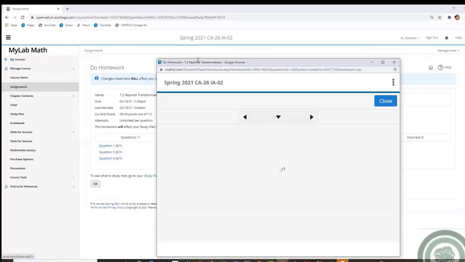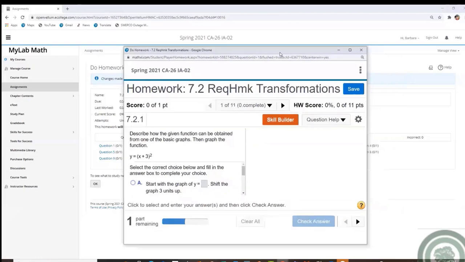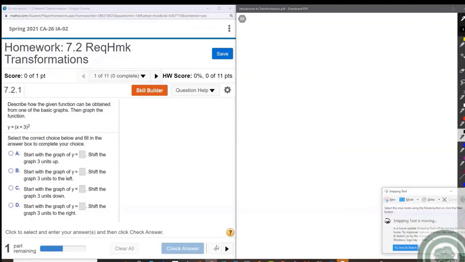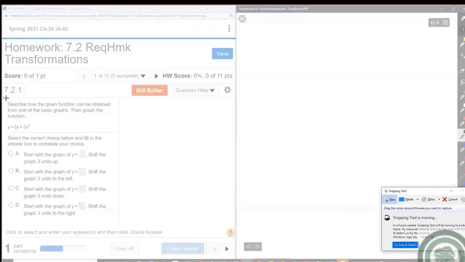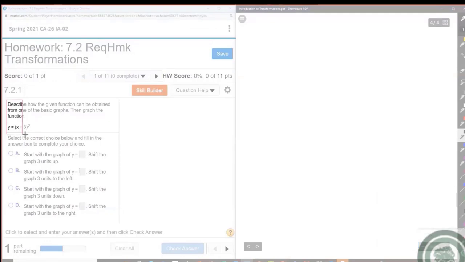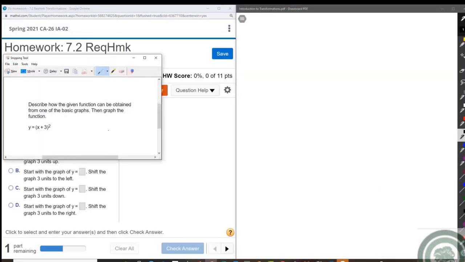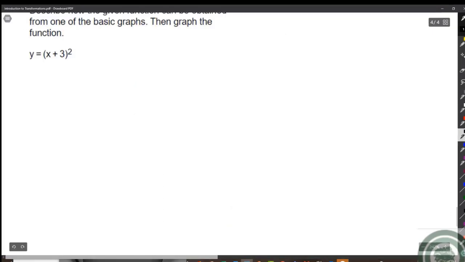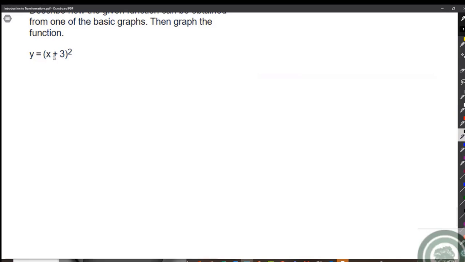Number one in your homework. The instructions say describe how the given function can be obtained from one of the basic graphs, then graph the function. Look what we're dealing with. We're dealing with y equals (x plus 3) squared.